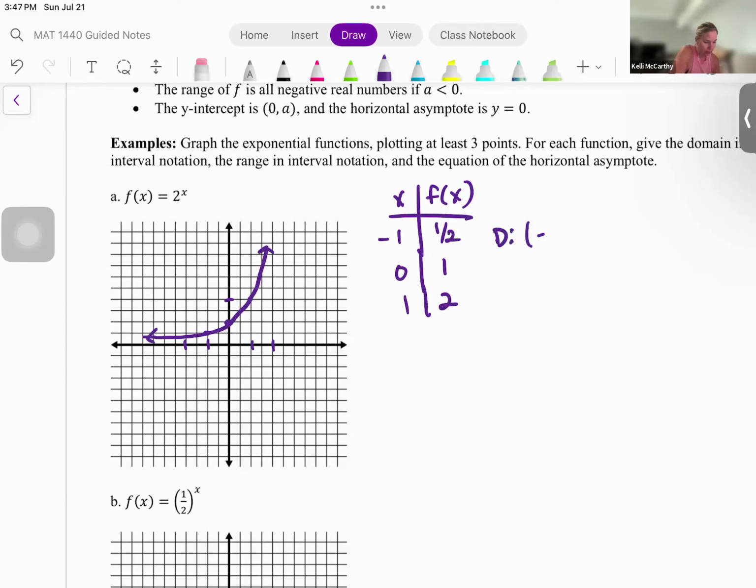The domain of this function is negative infinity to positive infinity. The range is from 0 to positive infinity. We are not including 0 because 0 is our horizontal asymptote. That equation for the horizontal asymptote being y equals 0.